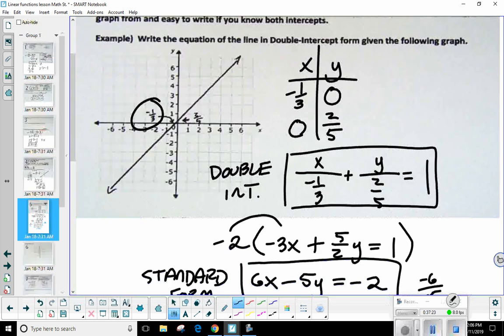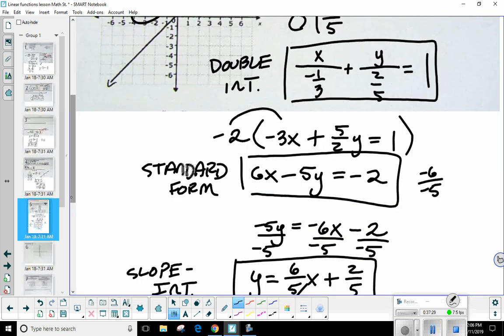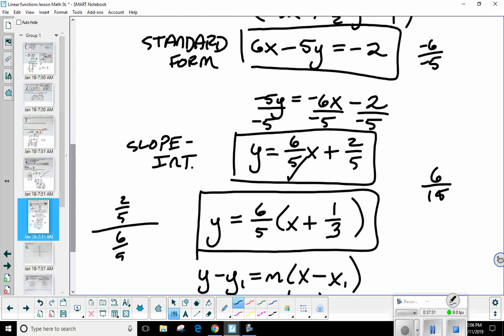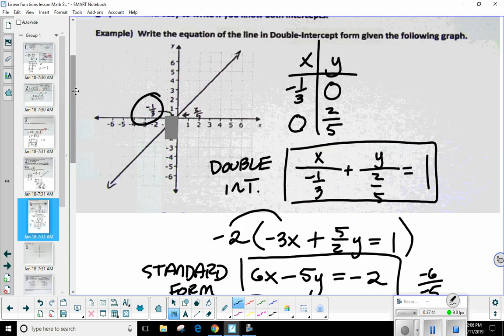Okay. So all 4 of these, they are completely different equations: double intercept, standard form, slope intercept, and point slope. But they all what? Every single one of them represents the same line. If I were to graph any of them individually, I'm going to get that line right there.